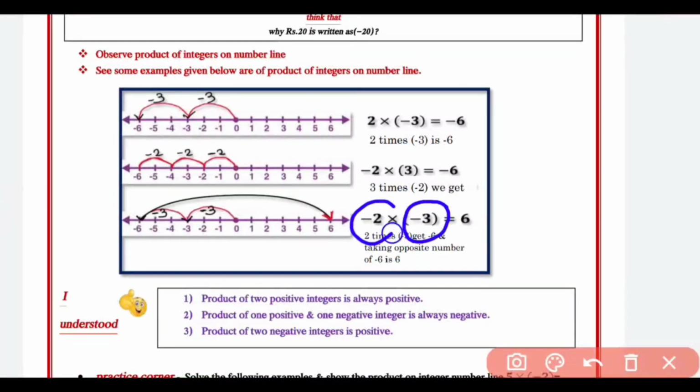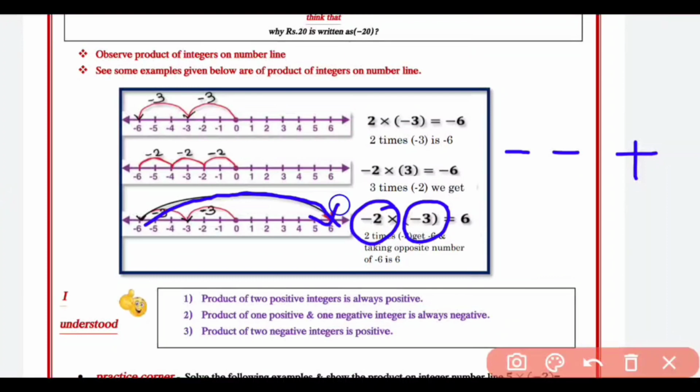As both these numbers have a negative sign, we all know negative negative is positive, minus minus is plus. So that's why we have to take one big jump on the right hand side, so we get the answer as positive 6 or plus 6.